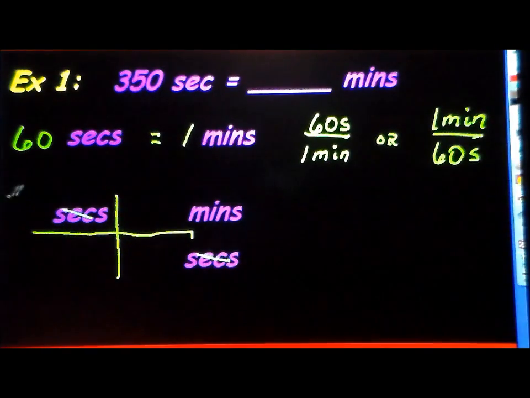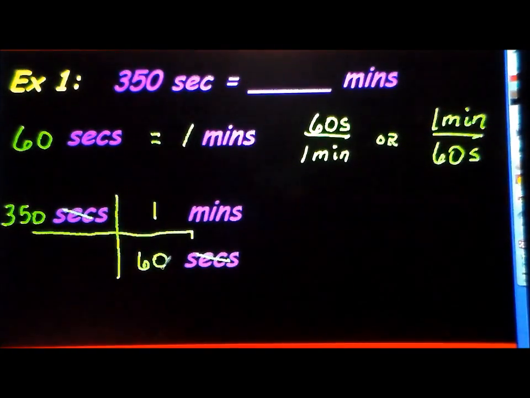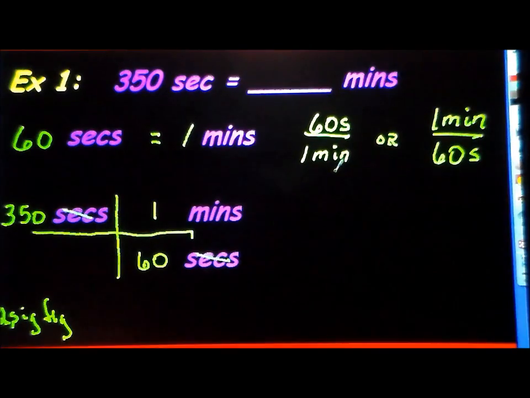So the original problem said we had 350 seconds, and we know that 1 minute gives 60 seconds. This original measurement has 2 sig figs, so that tells me that I need 2 sig figs in my answer. We never use the conversion factor within our sig figs because this is a given. We're saying that 1 minute is exactly 60 seconds, so there's no error in that. So we don't need to deal with precision here, so it doesn't enter into the sig figs at all. Only the original measurement that you're given will enter into the sig figs.